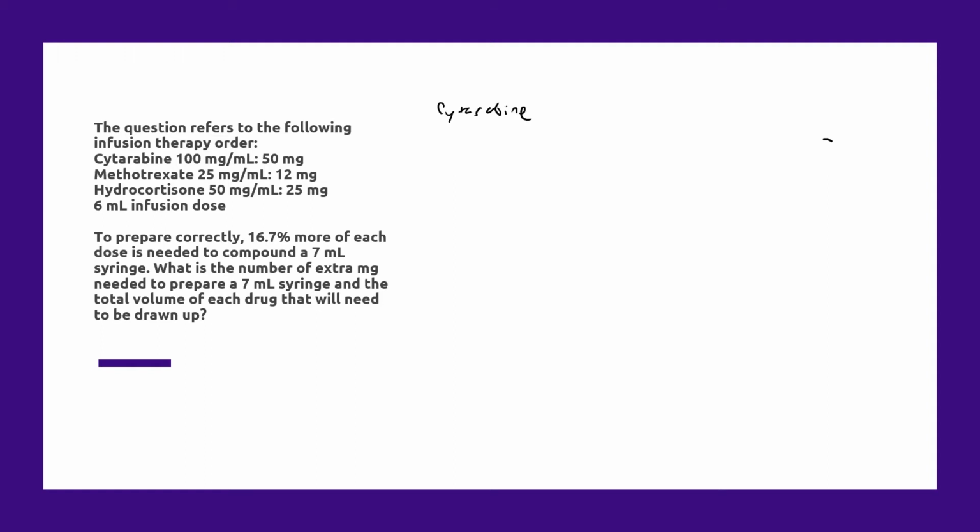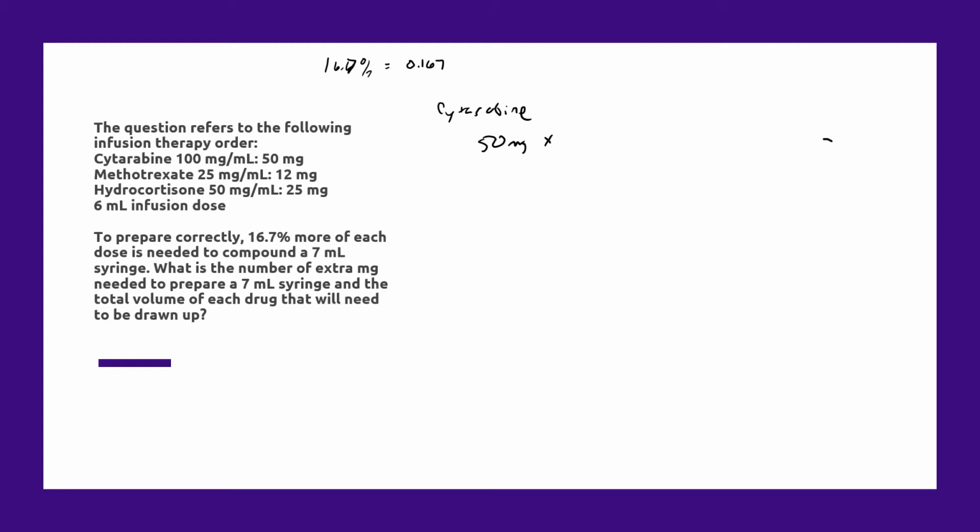And excuse my handwriting here. But they're calling for a 50 milligram dose. And we know that for each one of these, we're going to need 16.7% more. Now, the fastest way to do this, and it's important to remember when you're dealing with percentages, as a fraction, that's always going to be divided by 100. So 16.7% is also going to be 0.167 as a fraction.